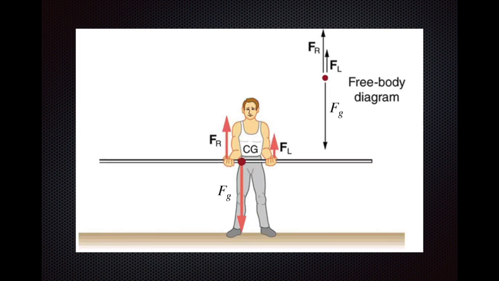Now, if he shifts a little bit, the free body diagram still looks the same. We can see that the force from the right hand needs to be bigger because it's got a smaller moment arm. It's closer to the center of gravity. And the left hand force isn't as big. So this is like if you're trying to move a couch and you're lifting it near the center of mass, but your friend's on the end, you're going to have to supply a much bigger force than they are.